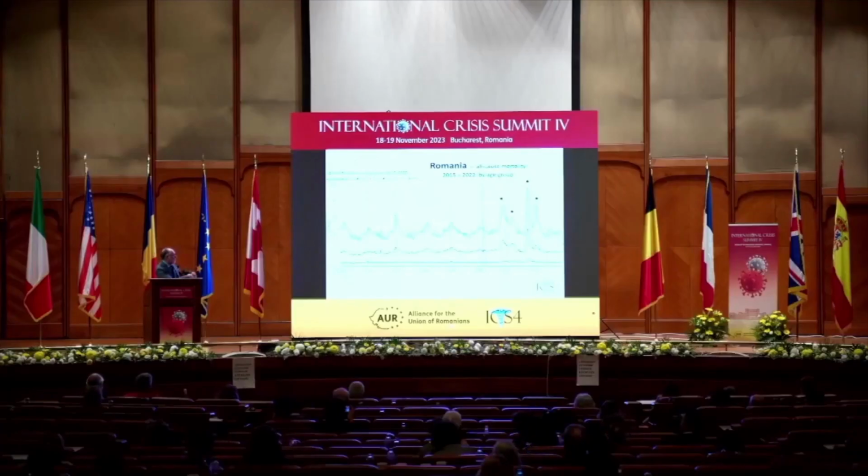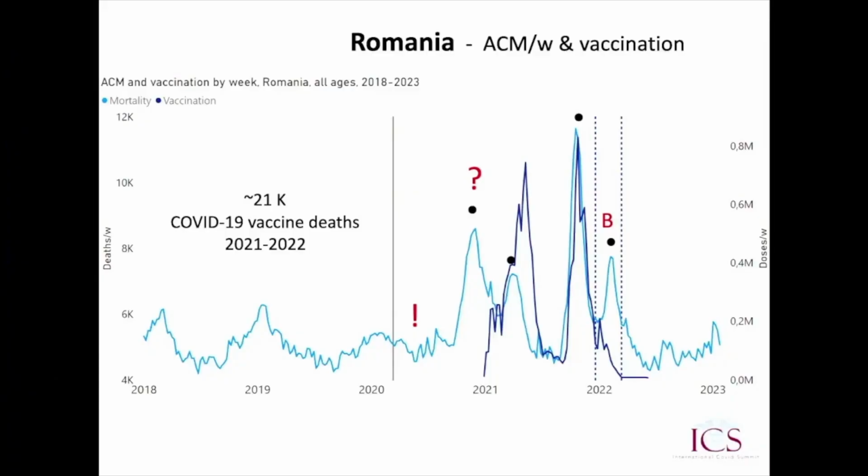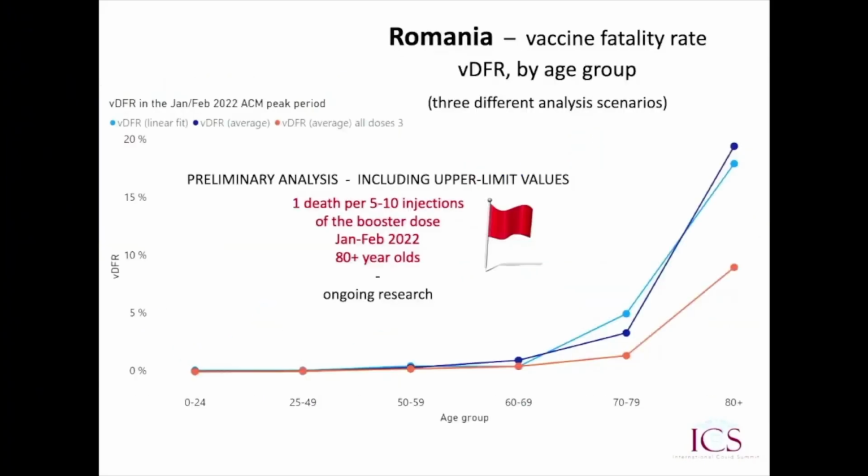This is the data for Romania by age group. This is the correlation between the vaccine rollouts in dark blue and these huge peaks in excess mortality in Romania. There's no initial peak like you see in the Western countries. There's that one with the question mark that we have hypotheses about, and something very horrible happened in Romania to explain that. We have ideas about it. And then you have the vaccine deaths, and the last one is the booster. And so in Romania, we did a preliminary analysis of that booster, and it is killing. You get 1 death per 5 or 10 injections in the 80-plus-year-olds in Romania from the boosters. That's our preliminary conclusion on the Romanian data, and that's my conclusion with the talk, and that's it.